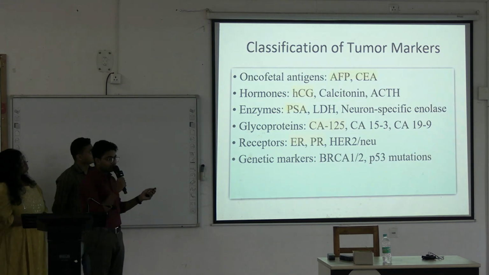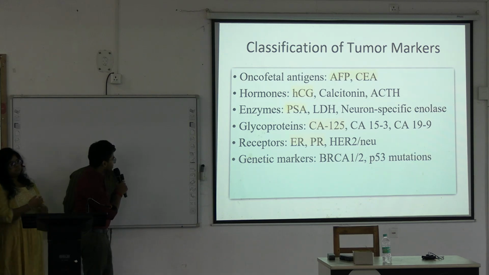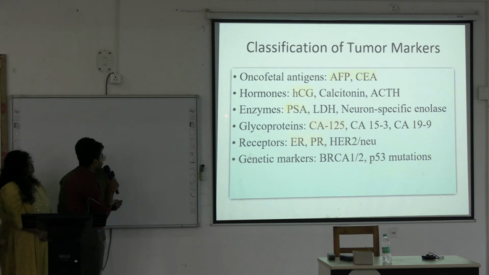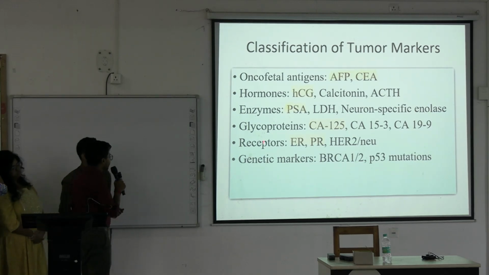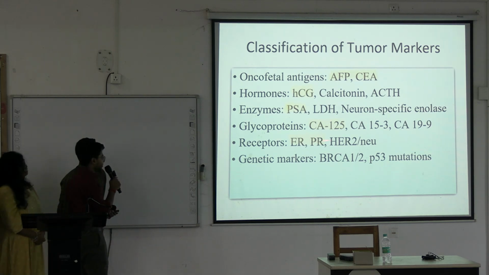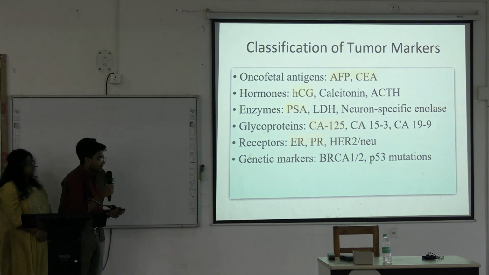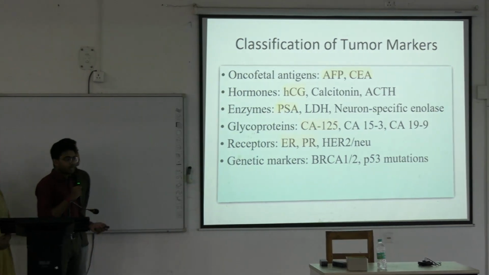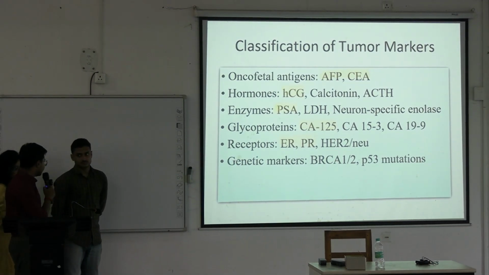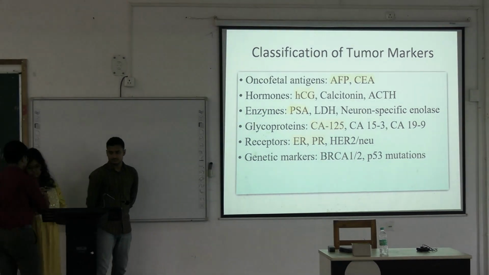Now let us discuss the classification of the tumor markers. It can be oncofetal antigens like AFP and CA. It can be hormones like HCG, antigens like PSA, glycoproteins like CA125, and receptors like estrogen receptors and progesterone receptors, which are going to be discussed by my fellow teammate. Now I am going to hand over the mic to Ranjini.